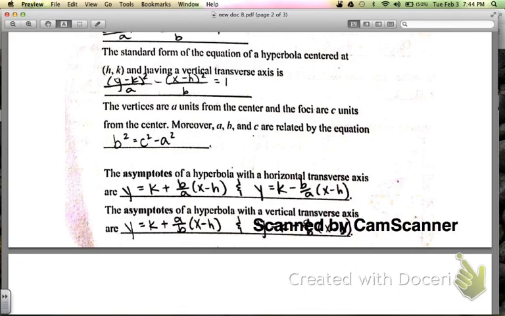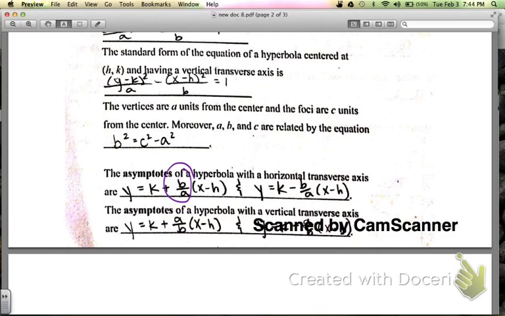It says scanned by CamScanner. So let me help you fill that in really quick. It says the asymptotes of a hyperbola with a vertical transverse axis are this one. And notice that the only thing that switched from here to here was the b over a, I'm sorry.